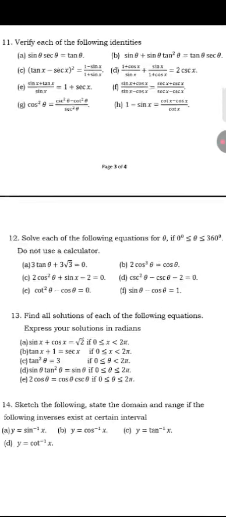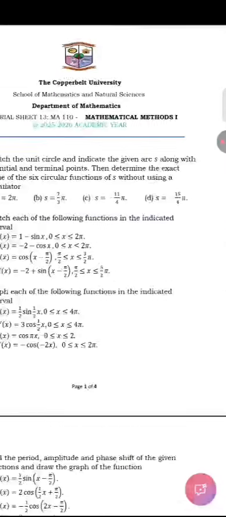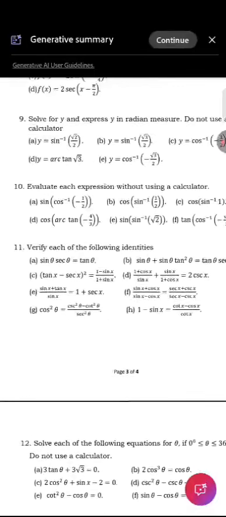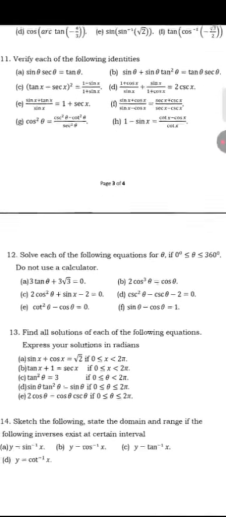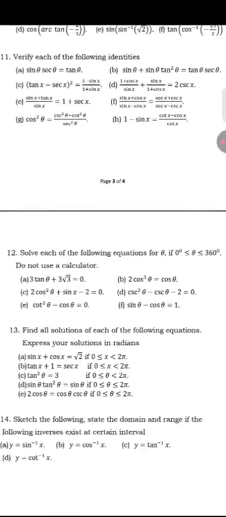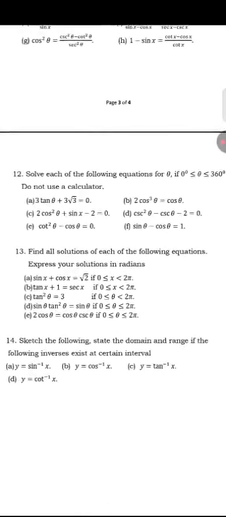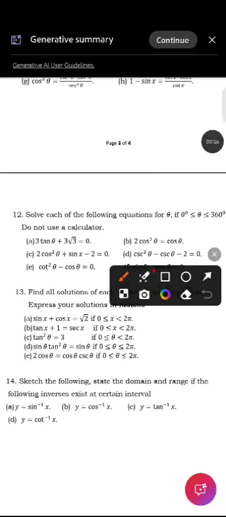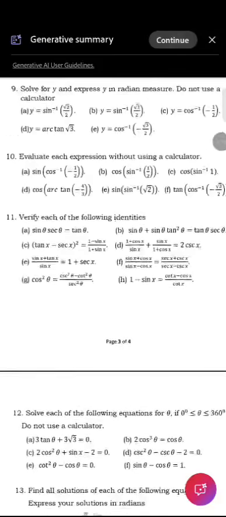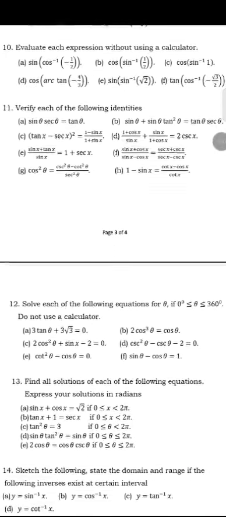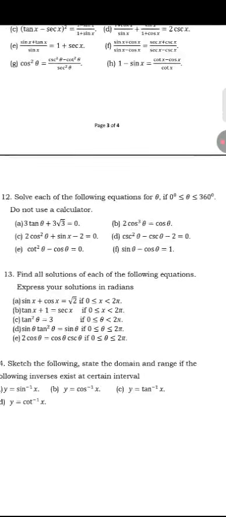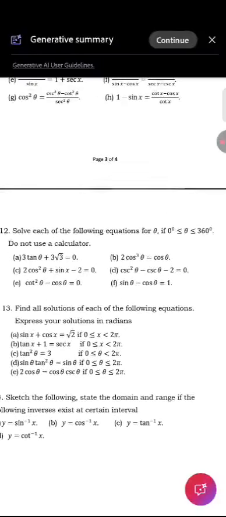So I'm going to start from, this is tutorial sheet 13. I'm going to start from question 11. So in this video, I'm going to solve from question 11 up to question 13, because these are the things which they like bringing on the exam on trig. So we'll start with question 11, verify each of the following identities. Question 12, solve each of the following equations. Question 13.